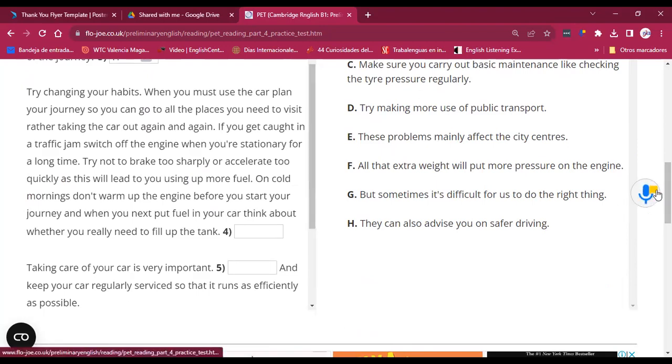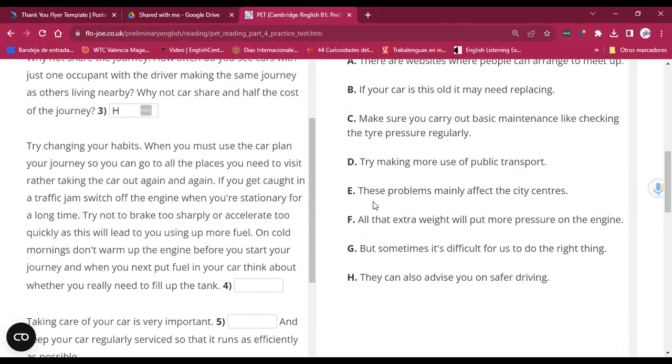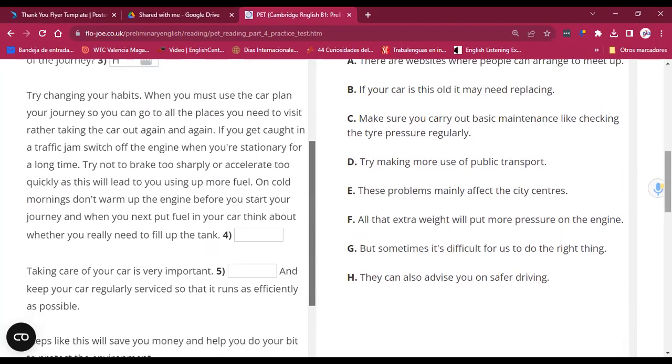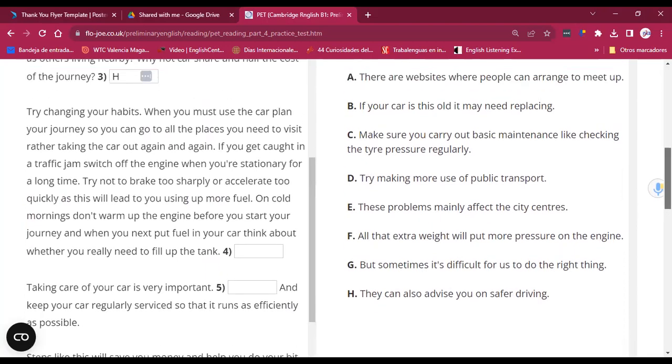Rather than taking the car out again and again, if you get caught in a traffic jam, switch off the engine when you are stationary for a long time. Try not to brake too sharply or accelerate too quickly, as this will lead you to using up more fuel. On cold mornings, don't warm up the engine before you start your journey. And when you next put fuel in your car, think about whether you really need to fill up the tank.